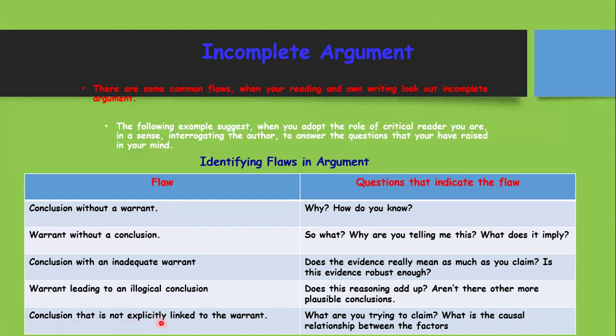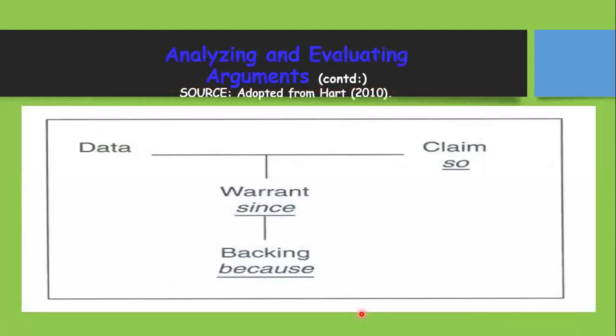Conclusion that is not explicitly linked to the warrant. So always try to link your conclusion with the evidence you are providing. Do not provide evidence which is not relevant to the conclusion. So what are you trying to claim? What is the causal relationship between the factors? So that is something which is very important.